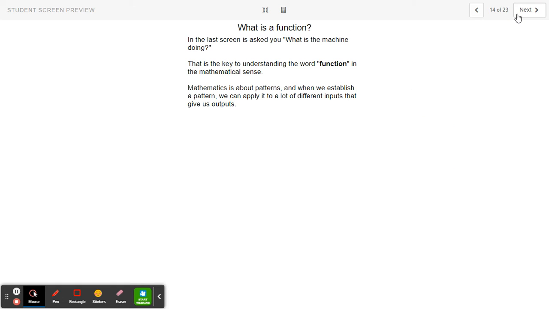All right. So that's the key to understanding what we mean by a function in a mathematical sense. Mathematics is about patterns. And when we establish a pattern, we can apply it to a lot of different inputs that give us outputs. And the inputs always follow the rule of the machine for every input that's put in.